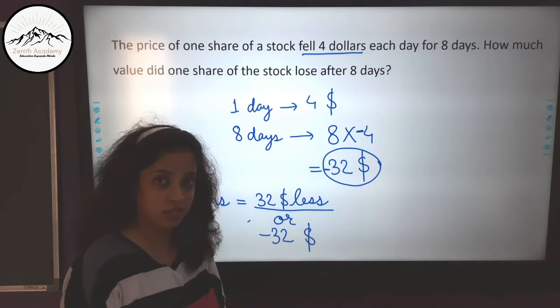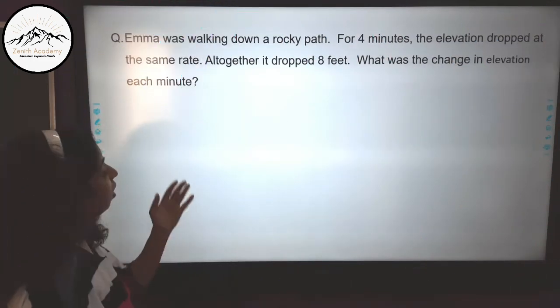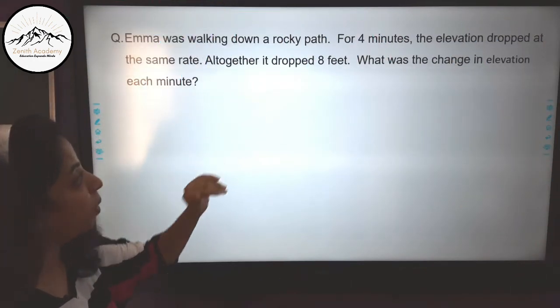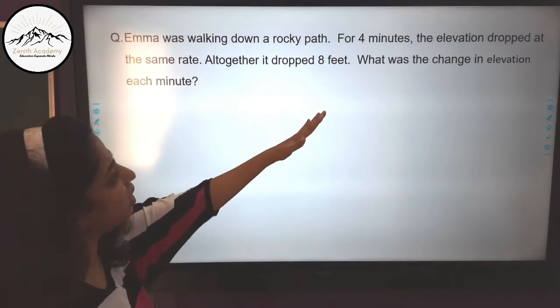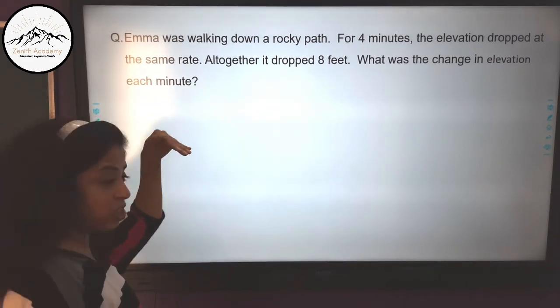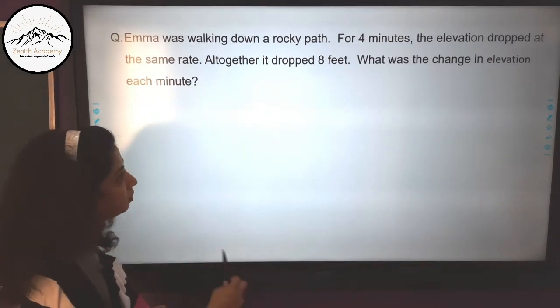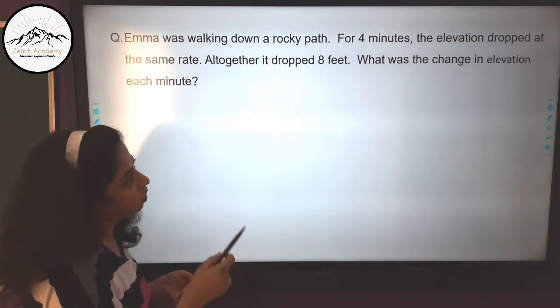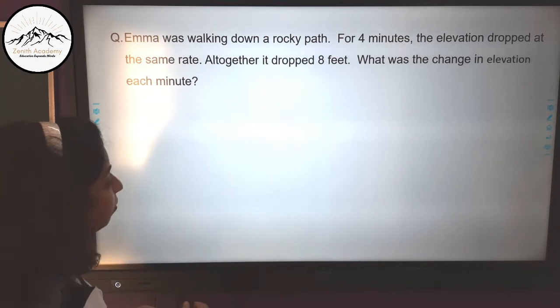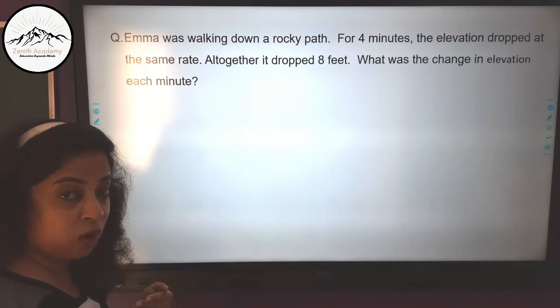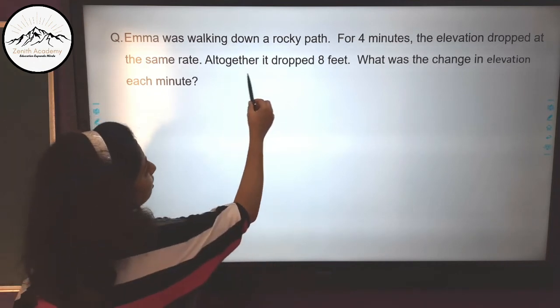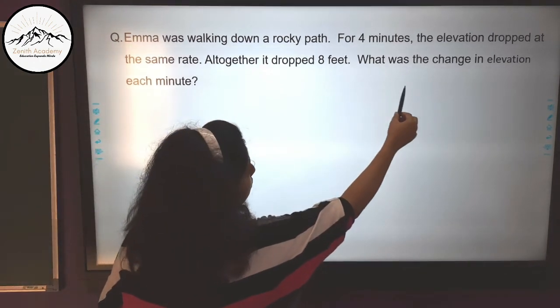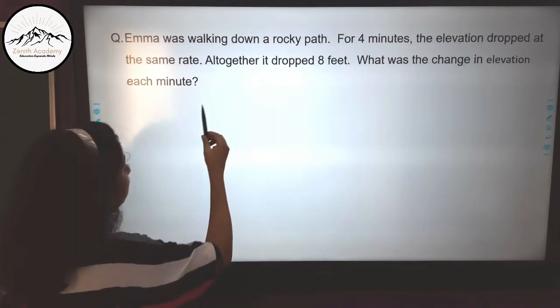Right, now, Emma was walking down a rocky path. For 4 minutes, the elevation dropped at the same rate. So she is walking down a rocky path, and for 4 minutes, the elevation dropped at the same rate. That means at every minute it fell at the same rate. Altogether, it dropped 8 feet. What was the change in elevation each minute?